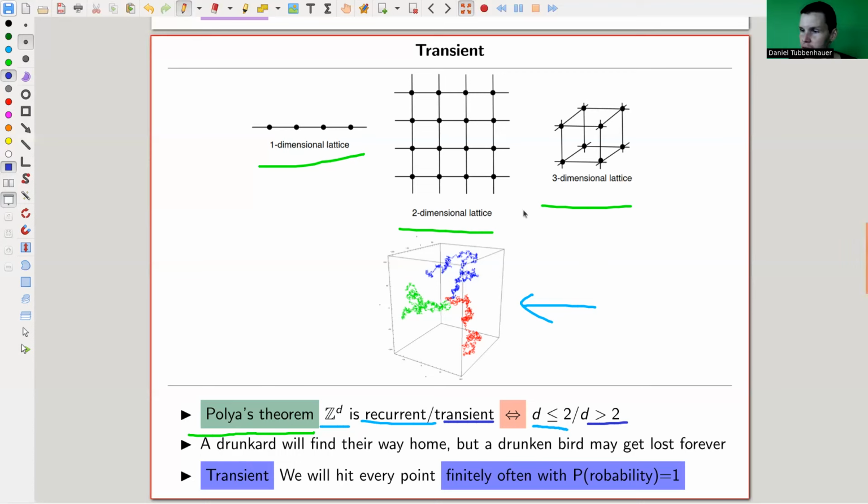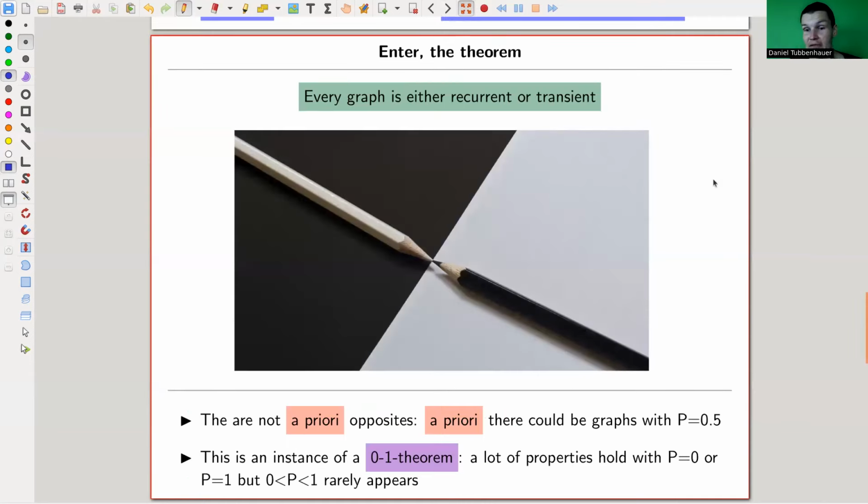Okay, that's really cool. So what Polya showed here is not just a classification of random walks on lattices, whether they are recurrent or transient, with a very easy condition, but also that there are only 2 states, namely recurrent or transient. There's never anything in between, like you go to certain vertices a certain number of times, and the other vertices a different number of times. So there's always just a 0-1 thing. And that's exactly the theorem in general. So every graph is either of those, although they are a priori not opposites, right? So there could be graphs, for example, with probability 0.5 that you hit, let's say, the origin infinitely often. No, there's not. It's always just a 0-1 thing.